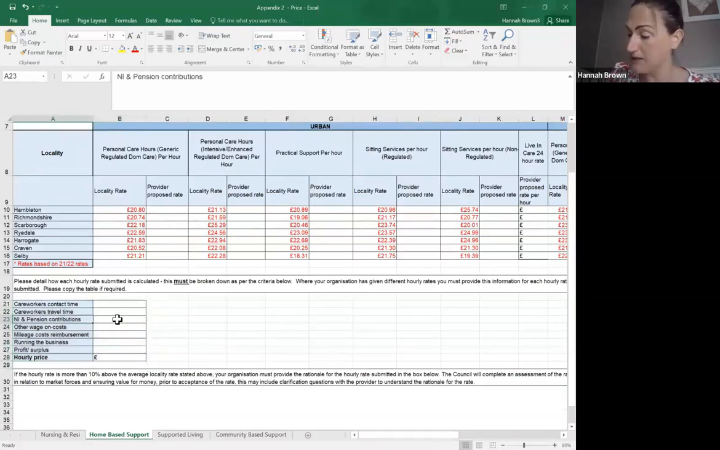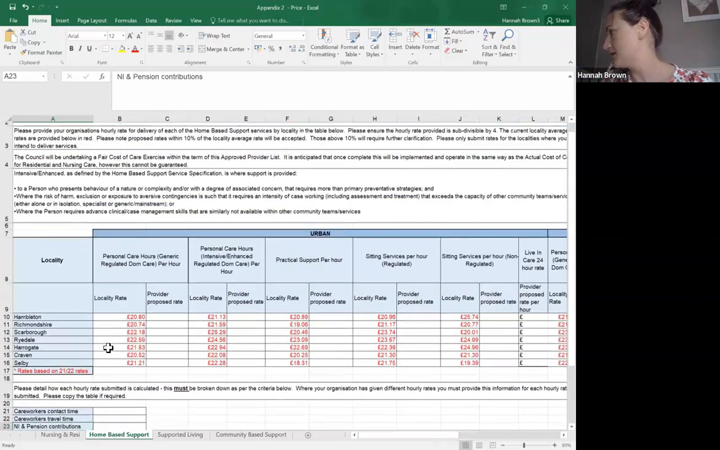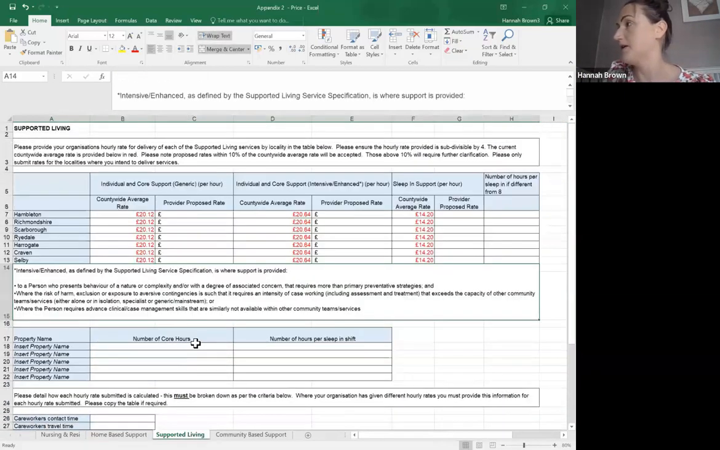This breakdown is the standard cost, based on the standard costing model used by the Home Care Association. So if you're familiar with that, you will hopefully be familiar with some of these headings in terms of your costing model. Okay, just move now onto the supported living tab.